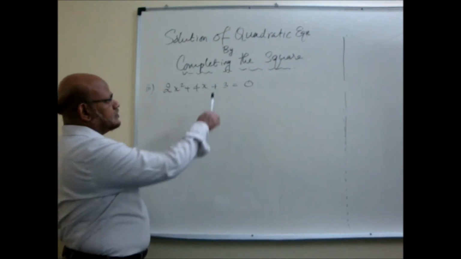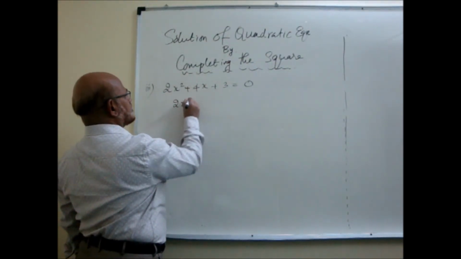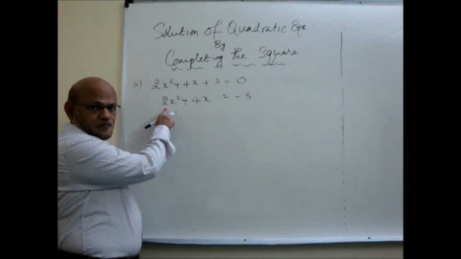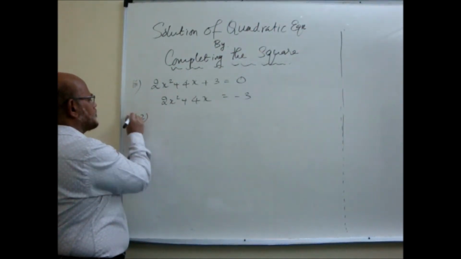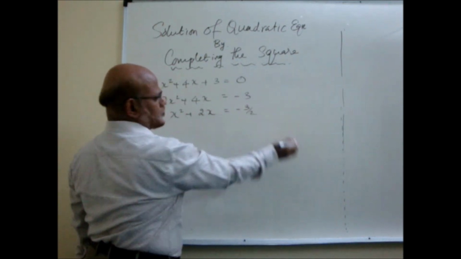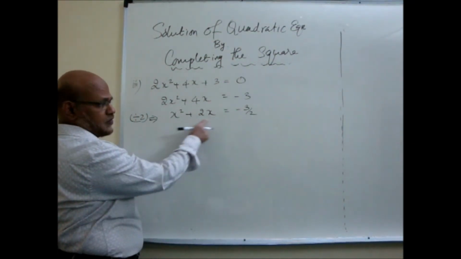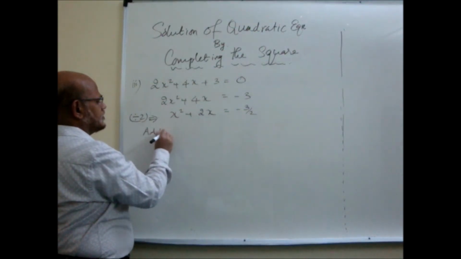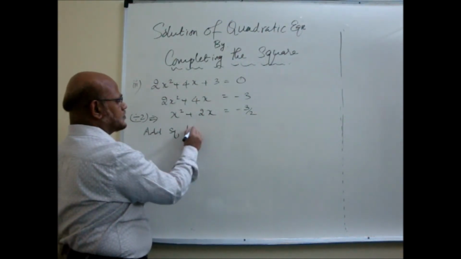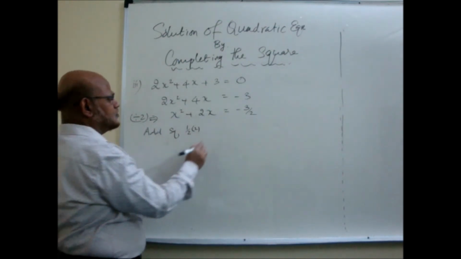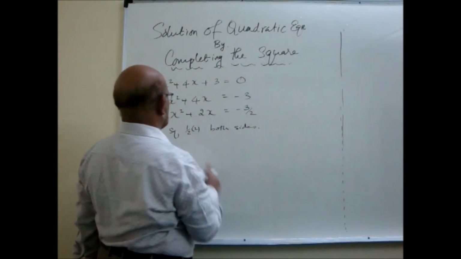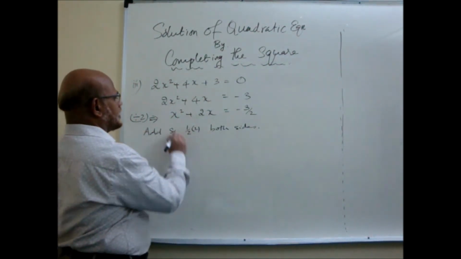As I told you earlier, this 3 is to be transposed to the other side, minus 3, and the x square coefficient is to be made 1. So divide by 2 throughout. So x square plus 2x minus 3 by 2. Okay, we are completing the square now. So what do we add here? Add the square of half of the x coefficient, half of 2, on both sides. So half of 2 is 1. Okay, so 1 square I add on both sides.